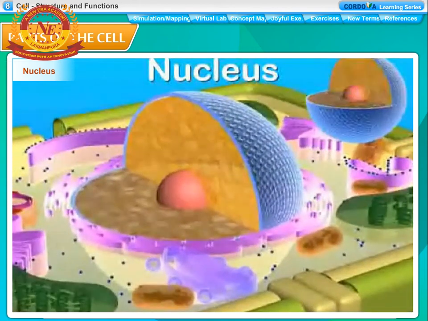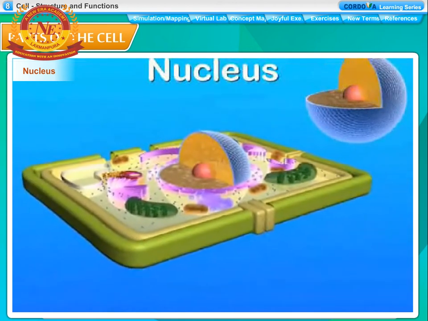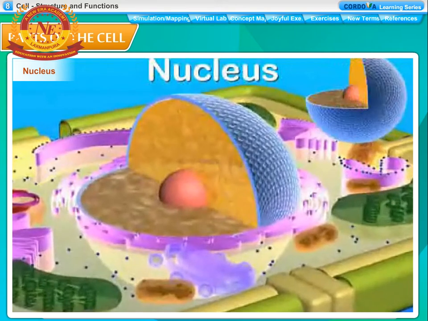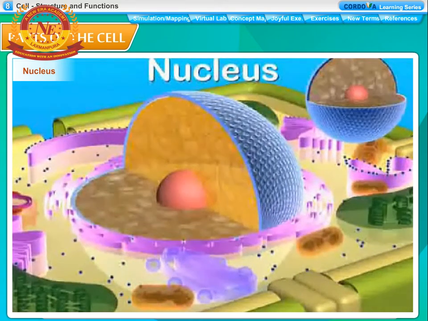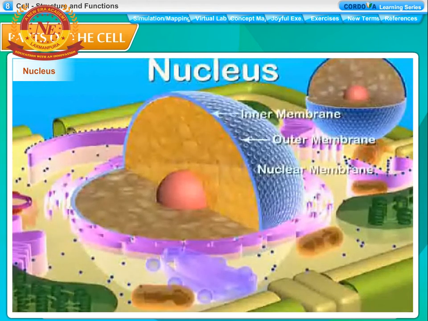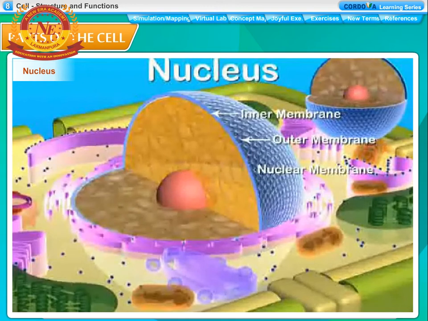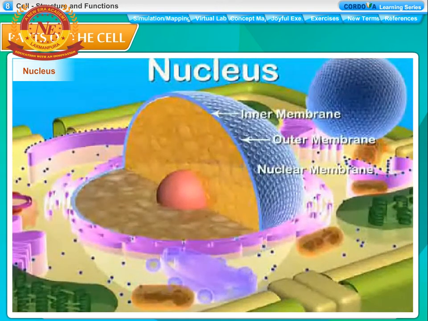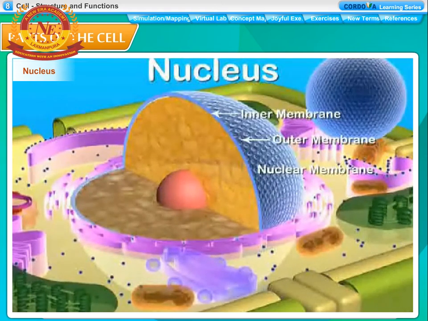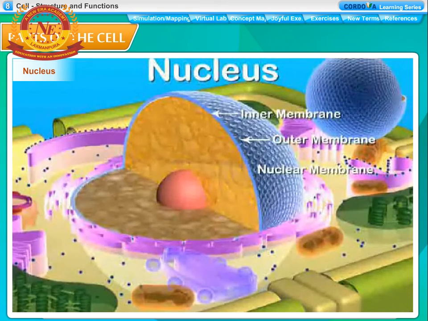Nucleus. It is the most important component of the living cell. It is generally spherical and located in the center of the cell. The nucleus consists of the following four parts. Nuclear membrane. Nucleus is separated from the cytoplasm by a double membrane called the nuclear membrane. This membrane is also porous and allows the movement of selected materials between the cytoplasm and the nucleus.